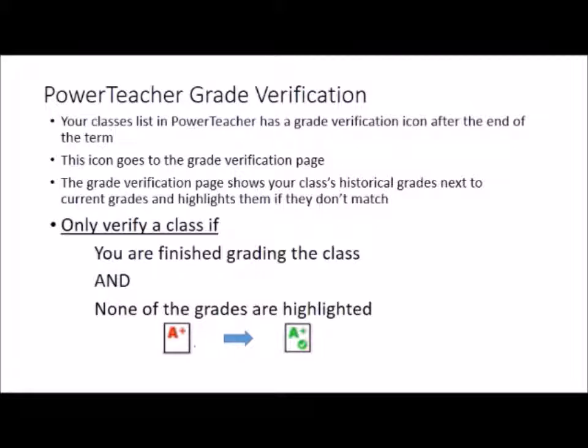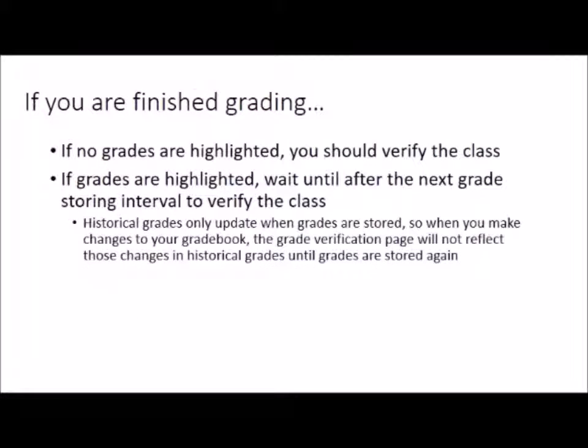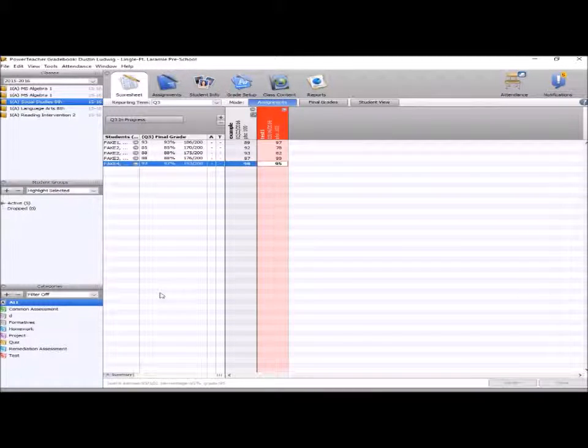When you check the grade verification box for a class, it should mean two things. First, it should mean that you are done grading the class. If you are not finished grading a class, you should not verify the class. Second, it should mean that the historical grades shown on the list match the current grades in your gradebook, and that those grades are the grades you mean to award. If the historical grades don't match what's in your gradebook, then those grades will be highlighted, and you should not verify the class.